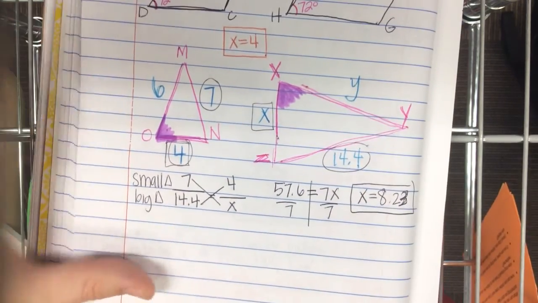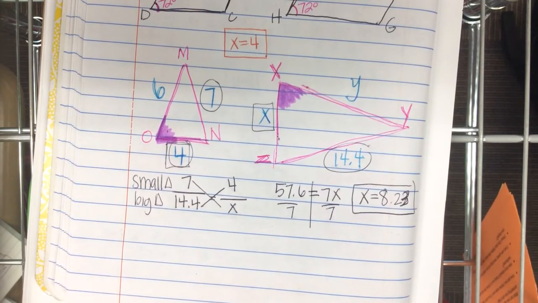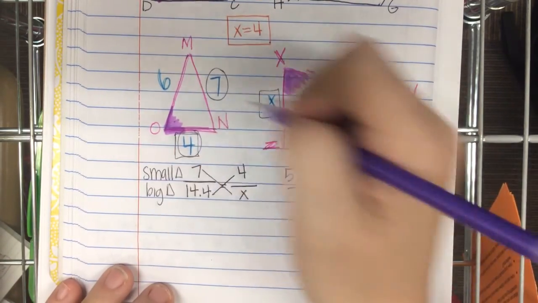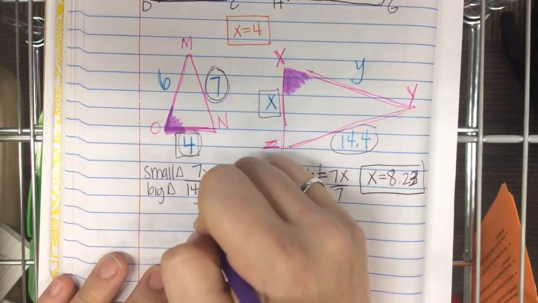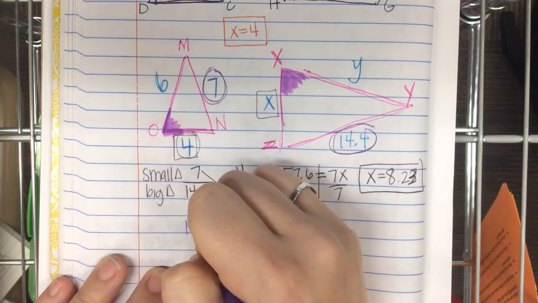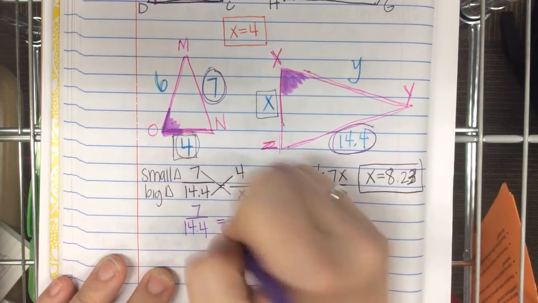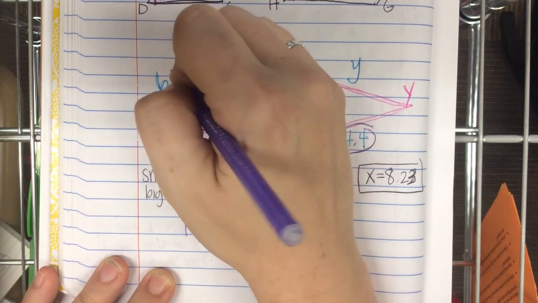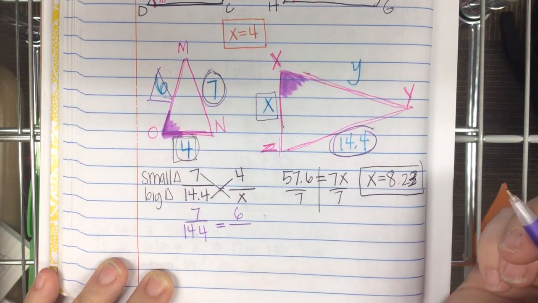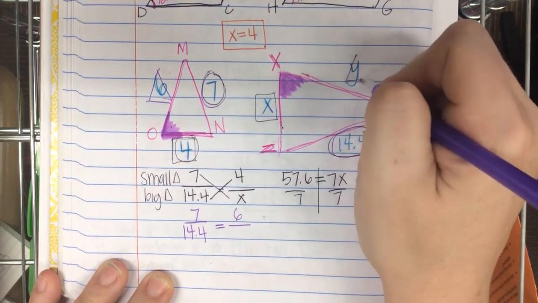All right, but I'm not done. I found X. What else do I need to find? Y. So we're going to have to do it again. I know that 7 and 14.4 are proportional. So I know that 6 is proportional to Y.